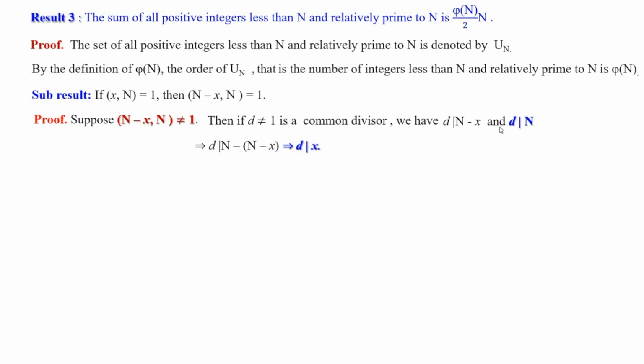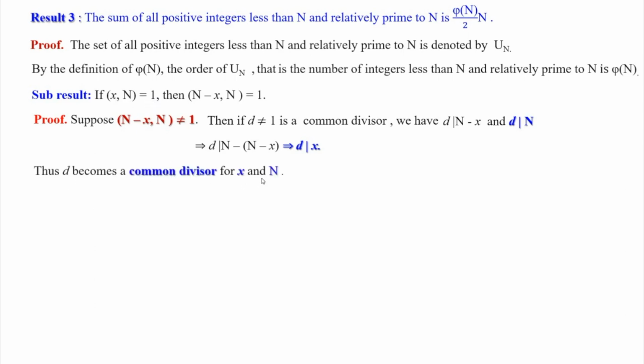So d divides x. Already d divides n. Now you have got d dividing x, which means that n and x, or rather x and n, have a common divisor d which is different from 1. But that contradicts the given condition that x and n are relatively prime.